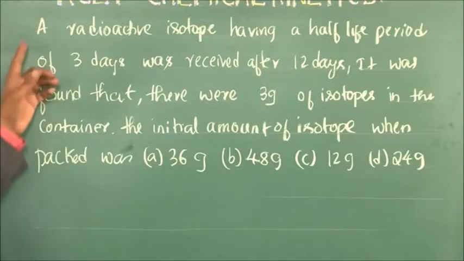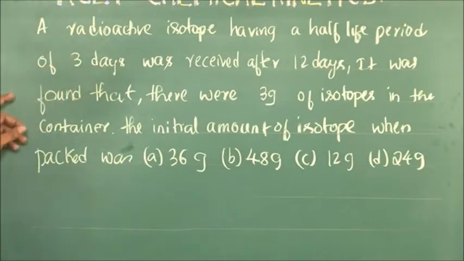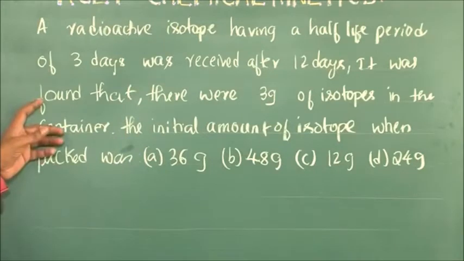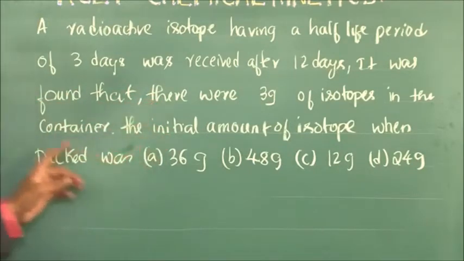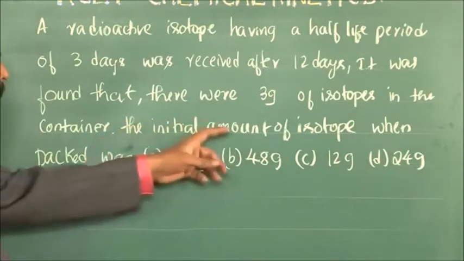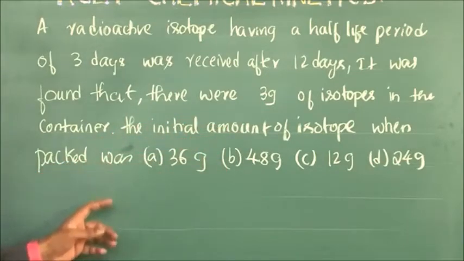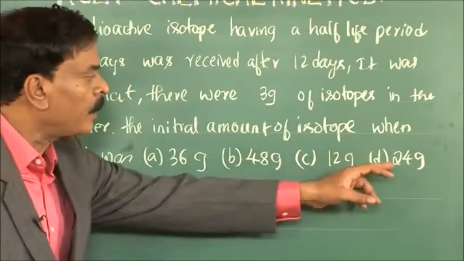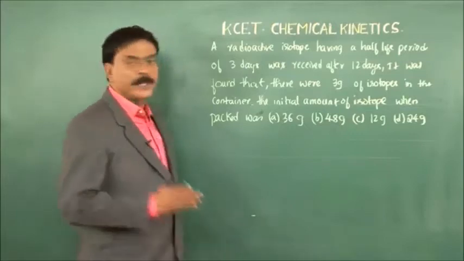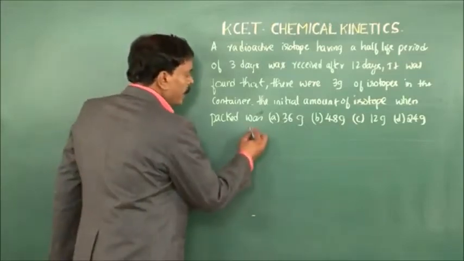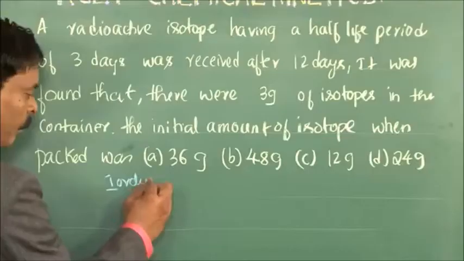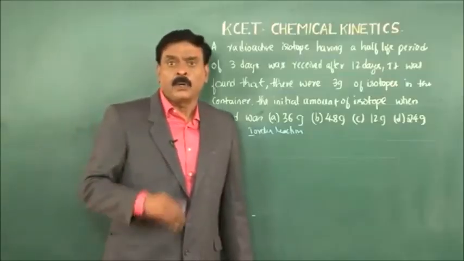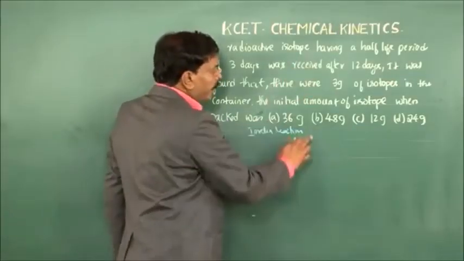Coming to the next question: a radioactive isotope having a half-life period of 3 days was received after 12 days. It was found that there were 3 grams of isotopes in the container. The initial amount of isotope when packed was, the options are 36 grams, 48 grams, 12 grams and 24 grams. Students, you need to know that radioactive disintegration is a first order reaction. Whatever expressions we have for a first order reaction hold good for a radioactive disintegration reaction.